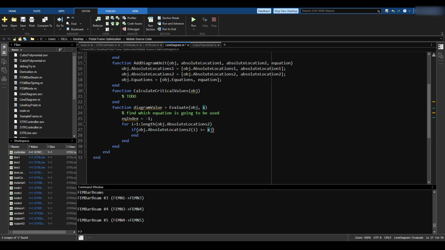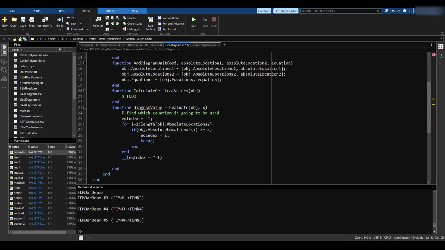I could add another condition and just put here object.absolute locations 1 of i is less than x. Whatever. I think this is enough. If it's sorted, then it's enough. Okay, so in that case, I found the equation index. It's i, and I will break out of the loop. And now I'm going to use the equation. So here, if the equation index is not equal to -1, so we found it, then we're going to basically return something.